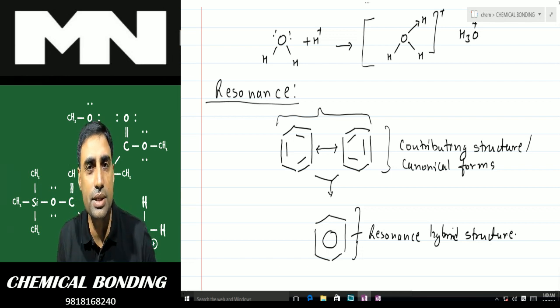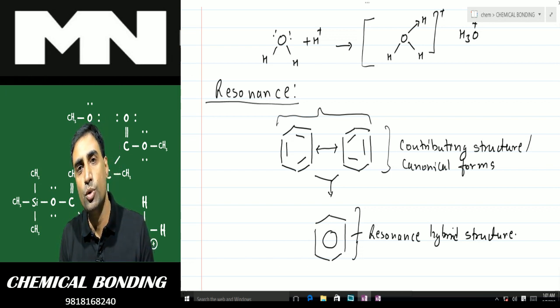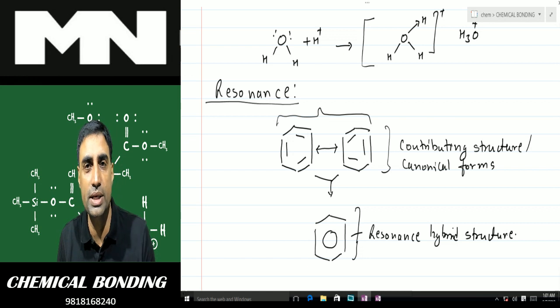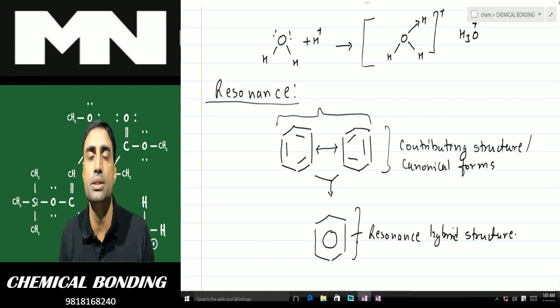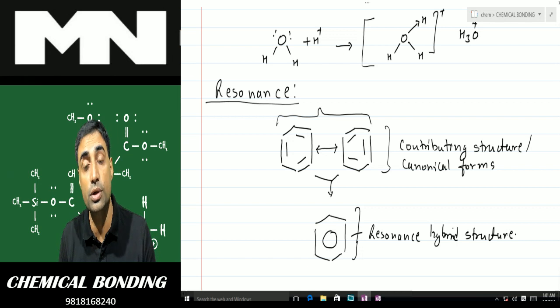Again, there are certain molecules in which all their chemical and physical properties cannot be explained by a single structure, and we need to draw more than one structure to explain all their chemical and physical properties. This phenomenon is resonance. The structures which we draw to explain all their chemical and physical properties are known as resonating structures or contributing structures or canonical forms.